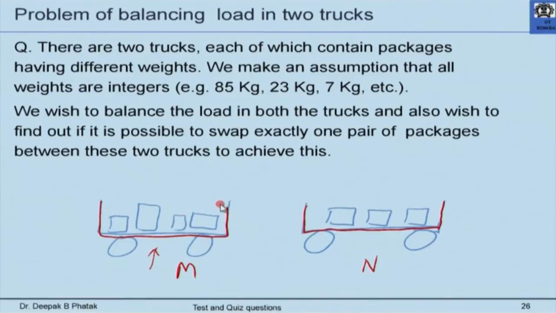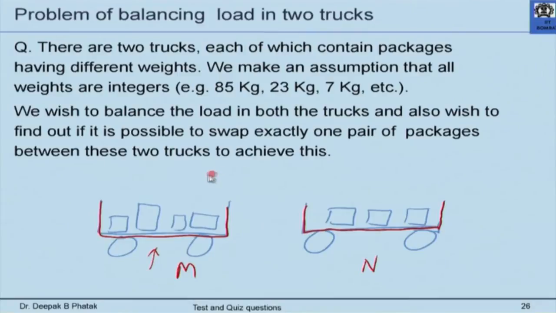We assume that all weights are integers. So 23 kgs, 17 kgs, 94 kgs, whatever. Now obviously, in most cases, these 2 trucks will have a different load. This may have so many total kgs, the other truck might have less or more number of kgs. And the problem we pose is, we wish to balance the load in both the trucks. More importantly, we want to balance the load in both the trucks by finding out whether it is possible to swap exactly one pair of packages between these 2 trucks to achieve this balance.